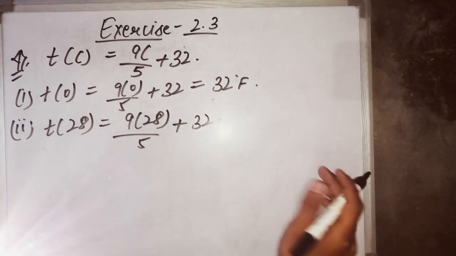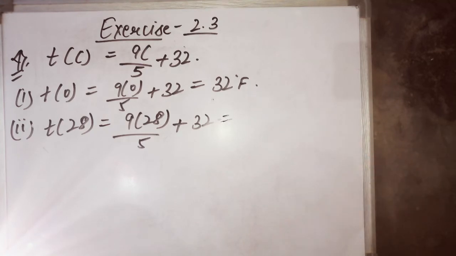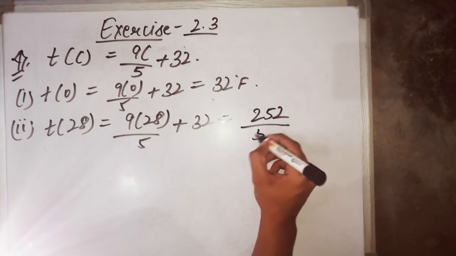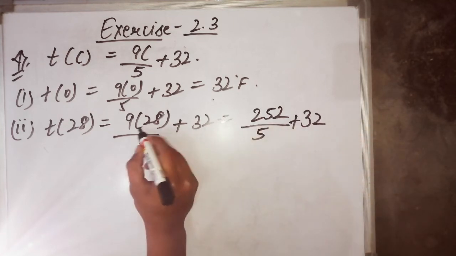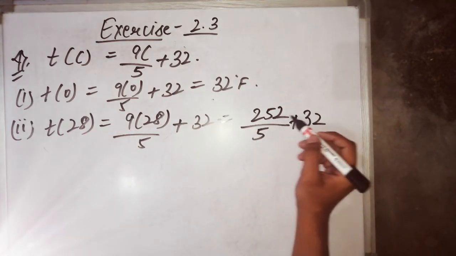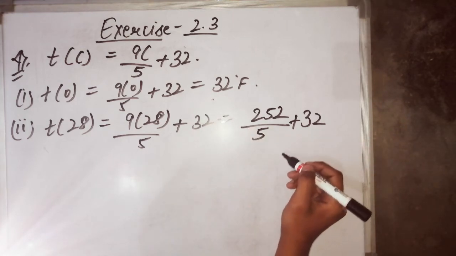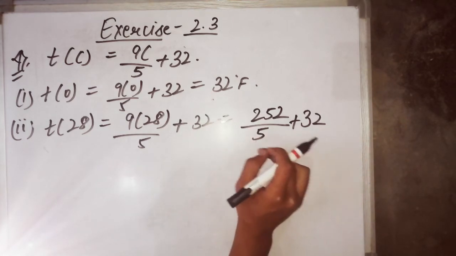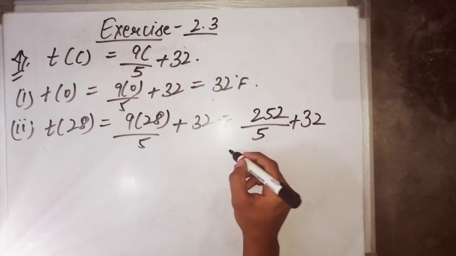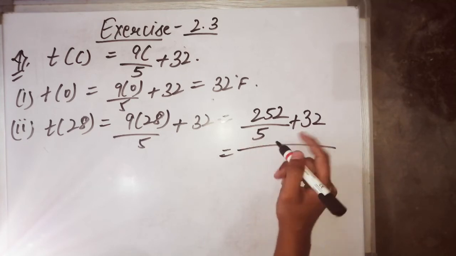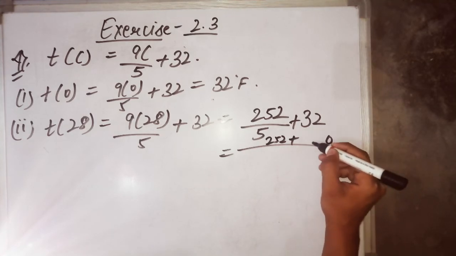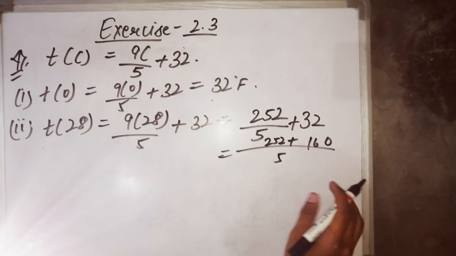So what is 28 into 9? 28 into 9 gives us, I think, 252 by 5 plus 32, because 9 times 8 is 72. Let me verify. 9 times 8 is 72, and 9 times 2 is 18. 18 plus 7 is 25. Okay, right. You can do it in two ways, by simply dividing by 5, and you can also take the LCM right away. I am taking the LCM. 252 I'm writing here small, and 32 times 5 is 160, by 5. Now we need to divide it.